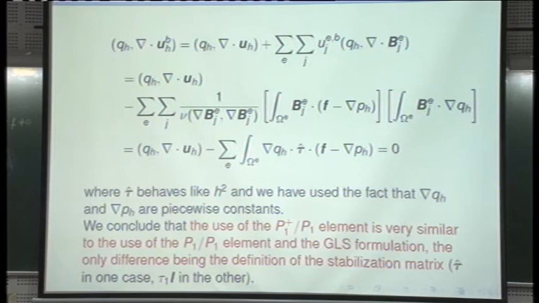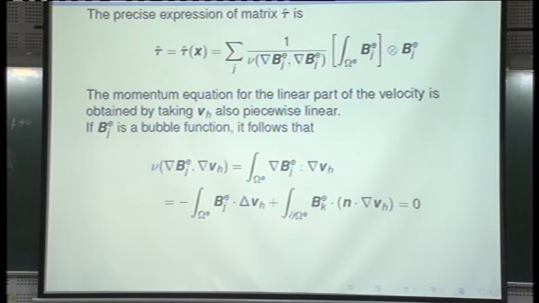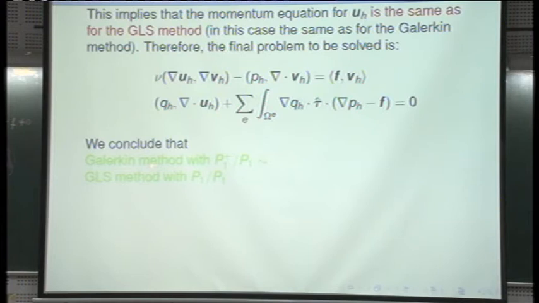So we conclude that the P2 plus bubble element, by the way, is also called the mini element, or Arnold Brezzi Douglas element. We will see that later. So the use of that inf-sup stable element is similar or almost identical to the use of the linear element, that means velocity interpolation, pressure interpolation, and the Galerkin least squares method, just with a different definition of tau. That's the conclusion: the Galerkin method with that inf-sup stable element is very similar to the GLS method with linear elements.